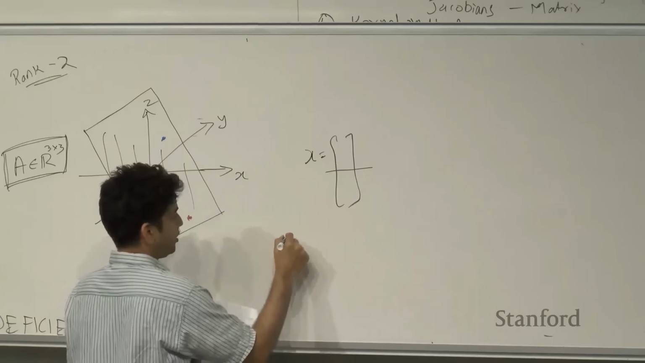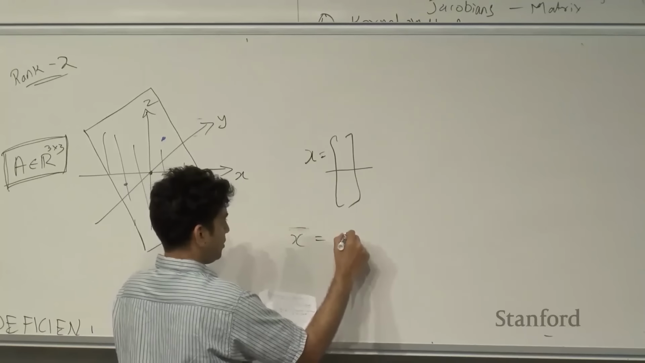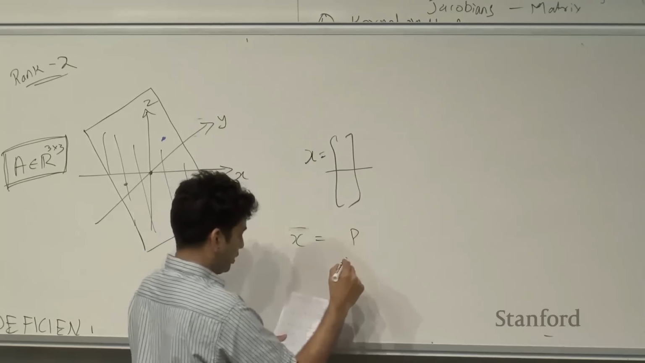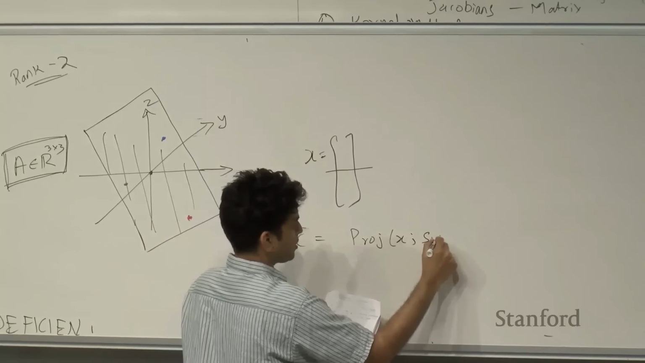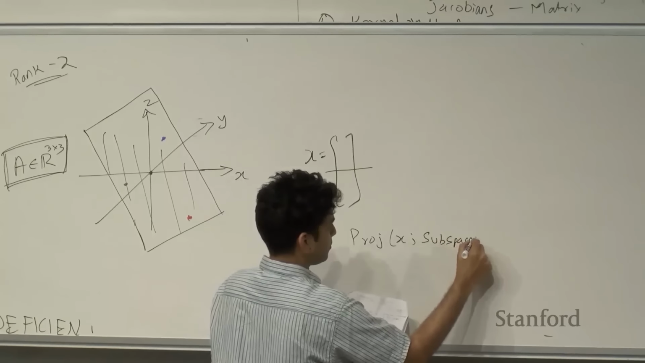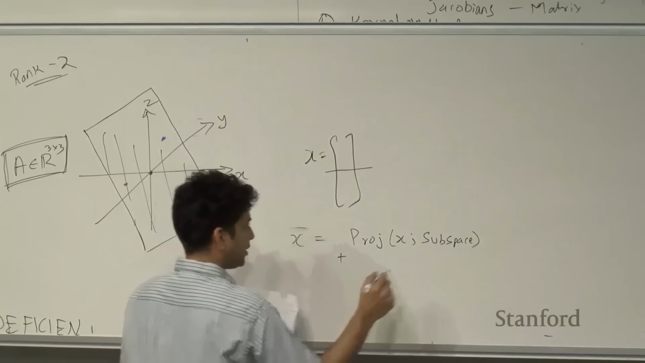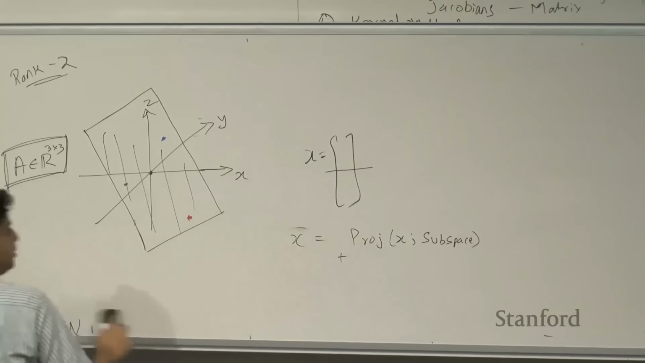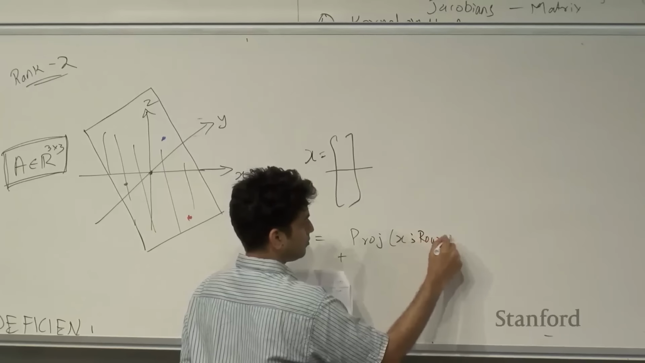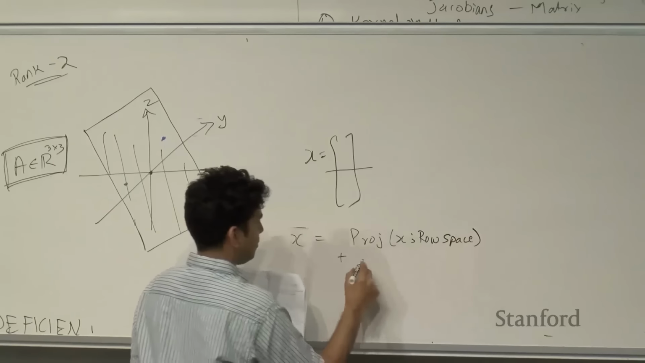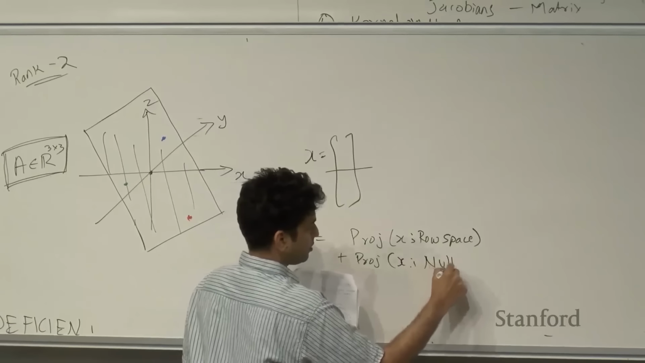What we are talking about is, X can be written as, I'm going to use the word projection over here. So the projection of X onto the subspace, plus, the technical term over here would be the row space, plus projection onto the null space.